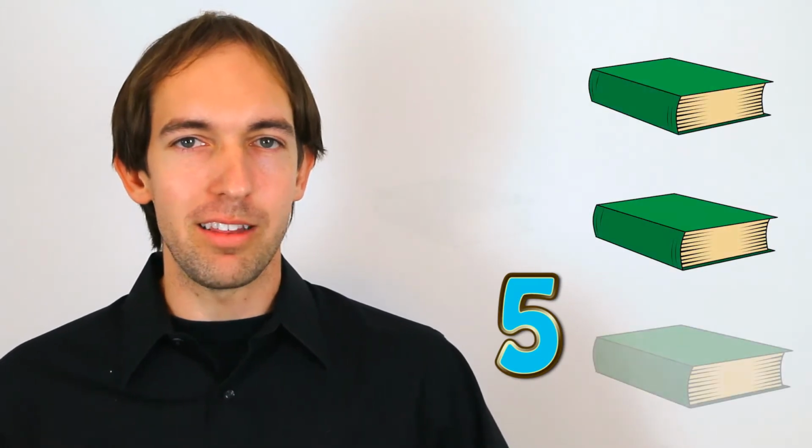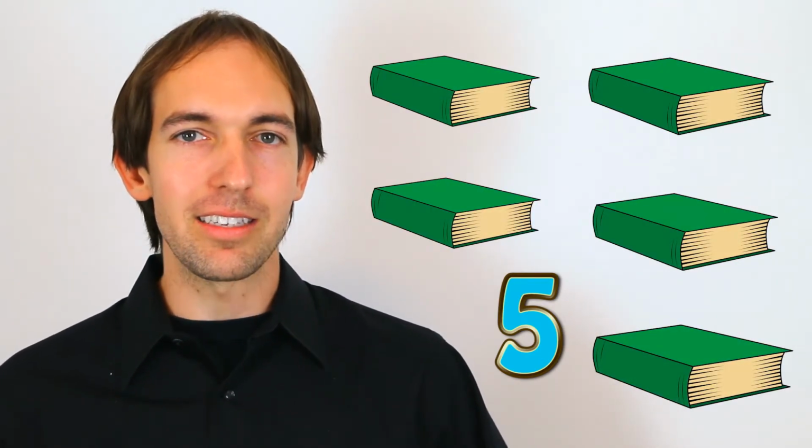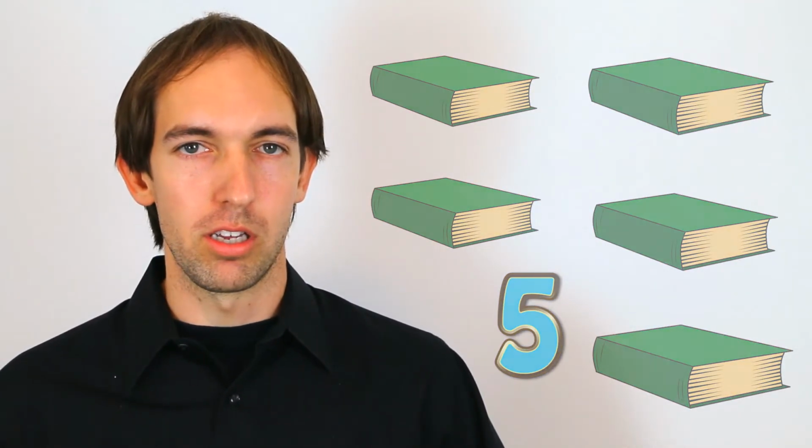All right, next we have 3 books. We're going to say, hay tres libros. Here we're going to jump up to 5. We want to say there are 5 books. Hay cinco libros. And we'll do one more here on the screen.